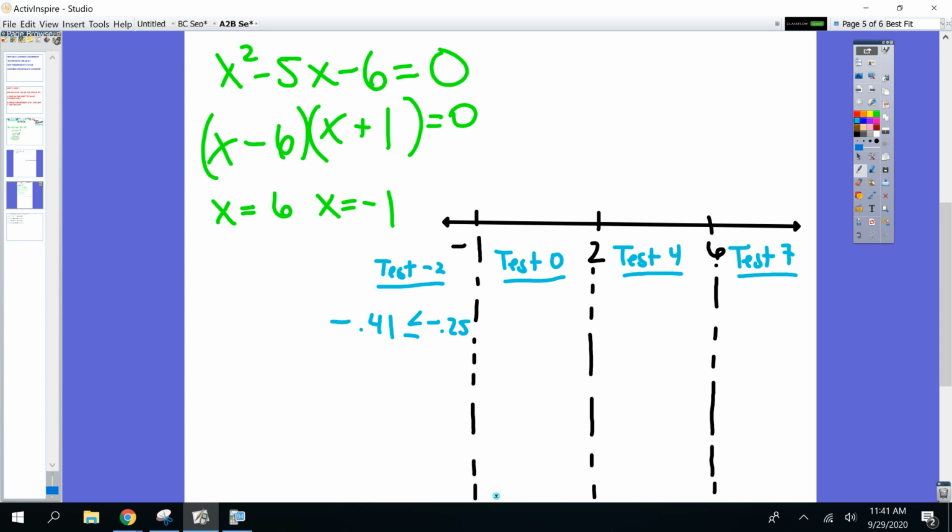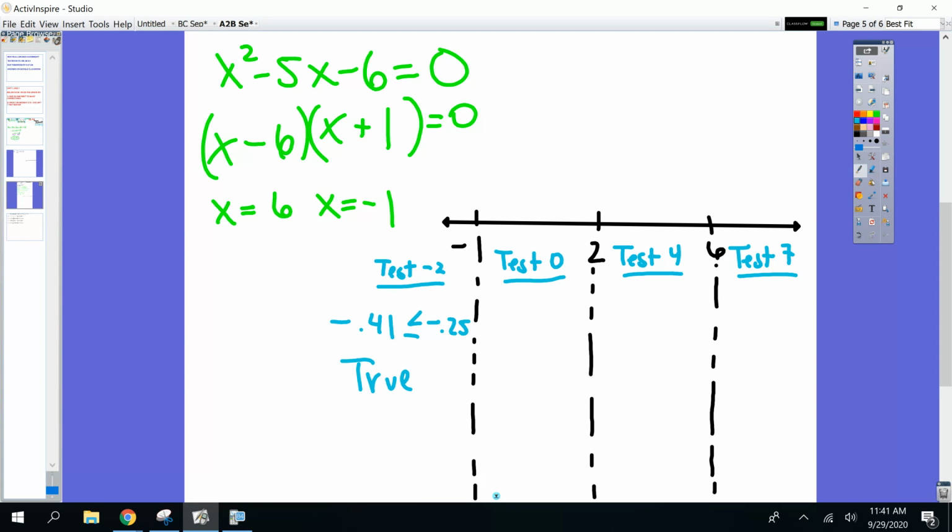All right, so now you guys just got to tell me, is that true or false? Is -0.4 less than or equal to -0.25? Is that a true or a false statement? True. That is true. -0.4 is less than or equal to -0.25. So that's true. And anywhere I get a true is going to be one of my solutions.